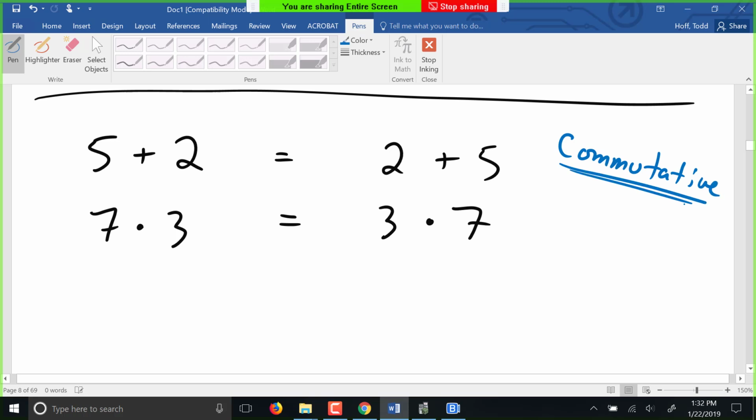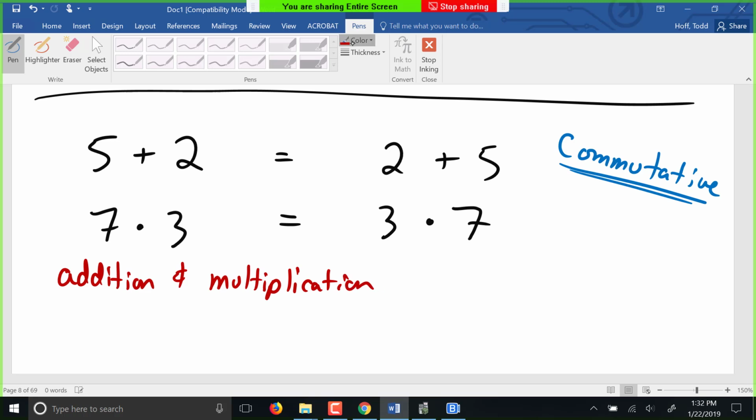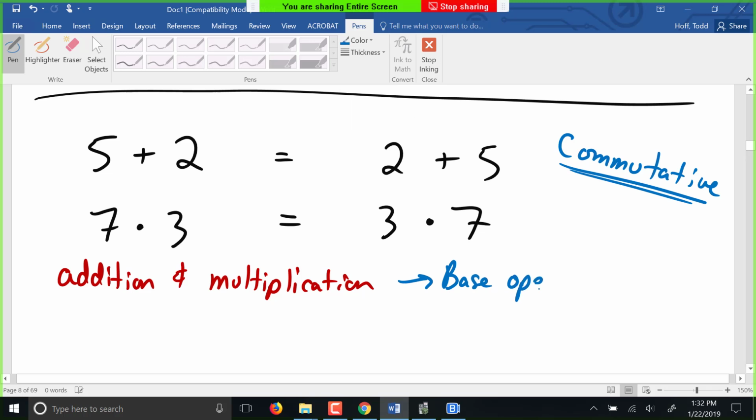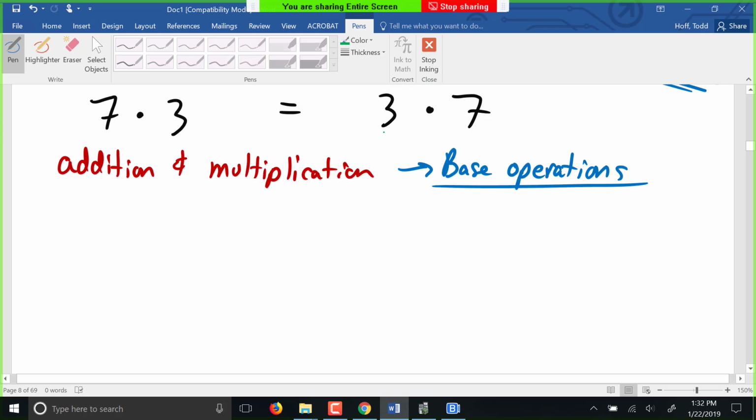Commutative means we can switch the order of the numbers in an operation. Those are what we call base operations. Addition and multiplication are referred to as base operations. Along with those base operations, we have something called inverse operations.